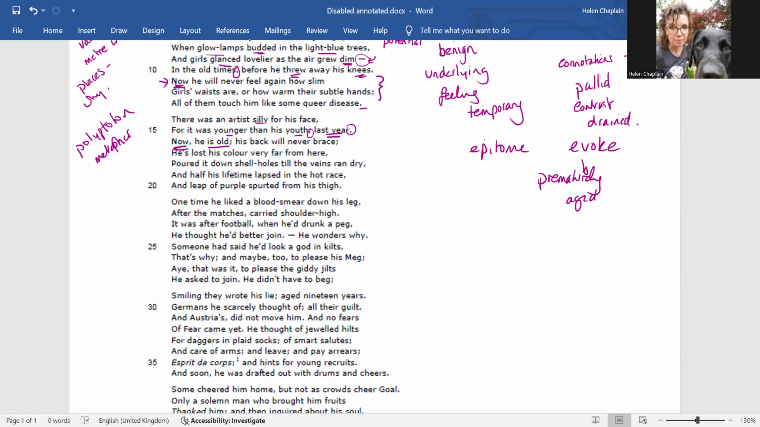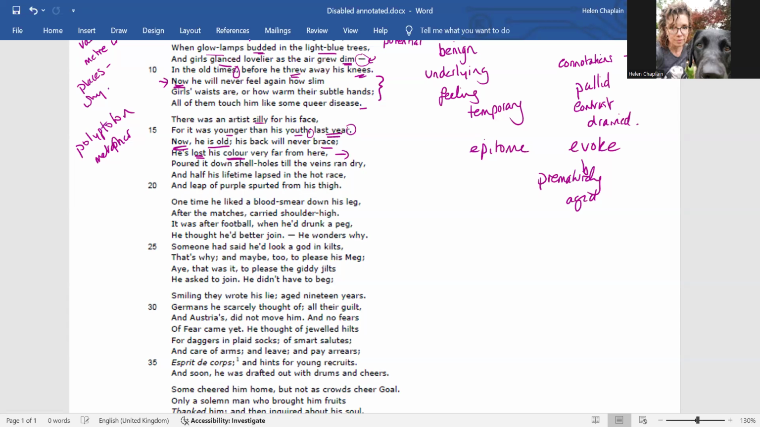Maybe the brace that he's thinking about is now more like the kind of supports he's got on himself. He can't hold himself up. He's being supported. He's lost his colour very far from here. So we can link that to the grey comment in the grey suit. And we start to get the loss there.